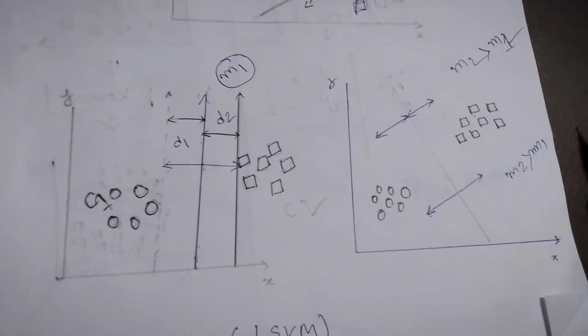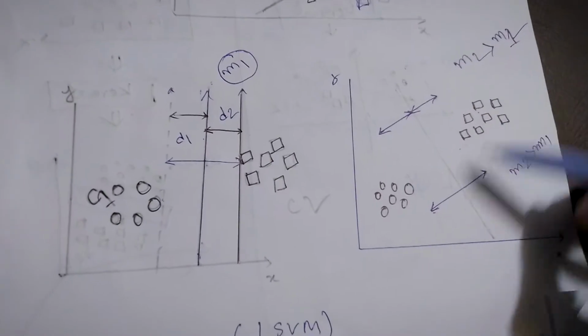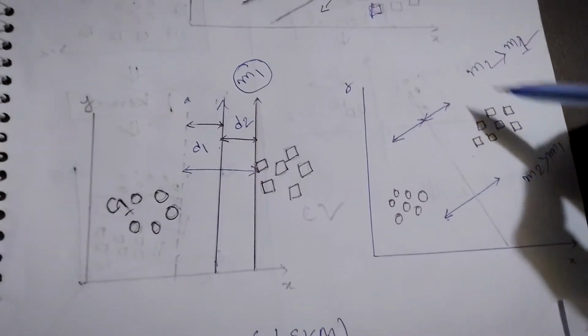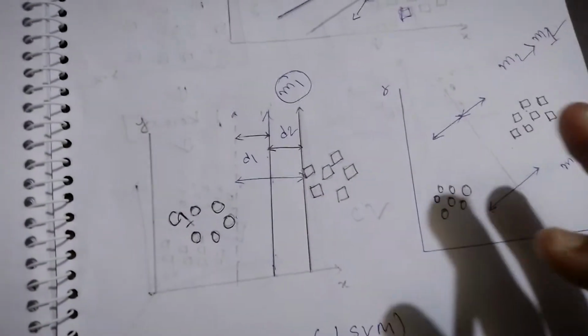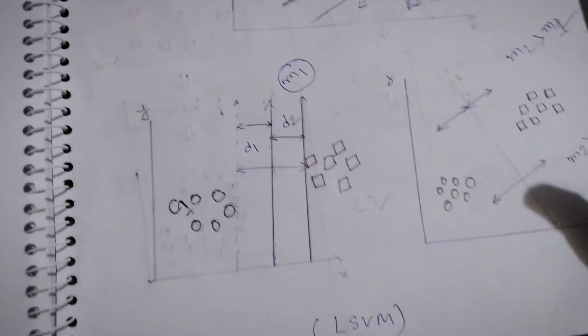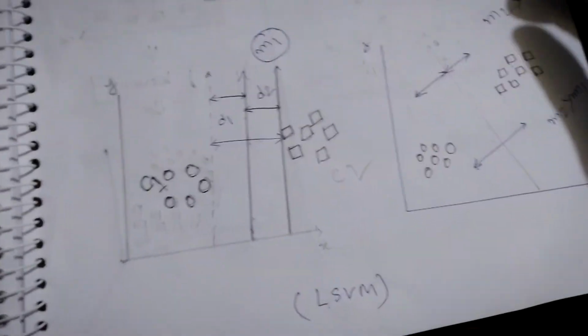So we should always take m2, because this is the largest and the margin is highest here compared to this margin. This is the most important thing that you need to understand in SVM. The more margin, the better it is, the more accurate result it will perform.